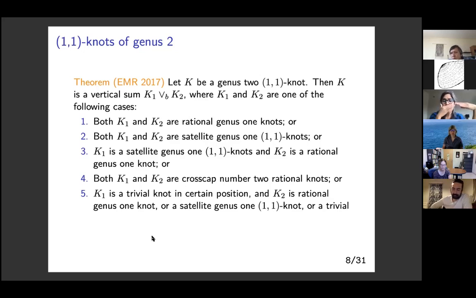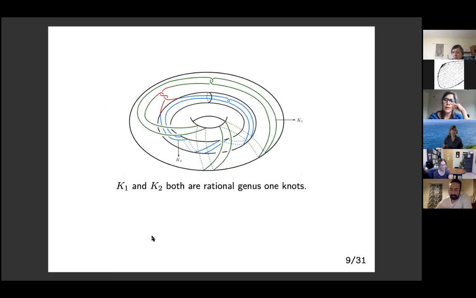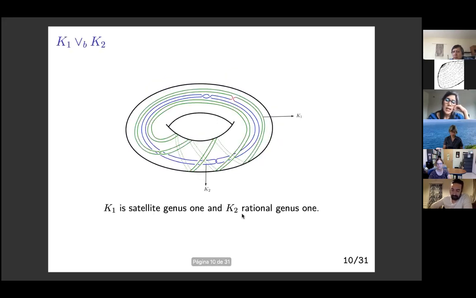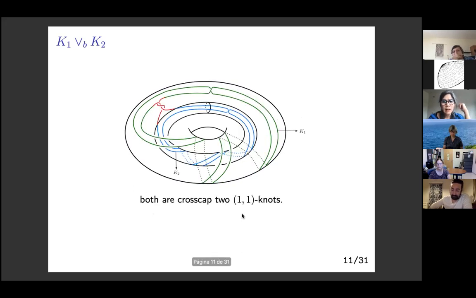In this case of genus 2 1-1 knots, we see that they are a combination of 1-1 knots of smaller genus: genus 1 rational knots, or satellite knots, or crosscap number 2 rational knots. Let me show you some pictures that illustrate these cases. In this picture, both are rational genus 1 knots. Here we have a vertical sum of a satellite genus 1 knot and a rational genus 1 knot. And here is an example where both summands are crosscap number 2 1-1 knots.